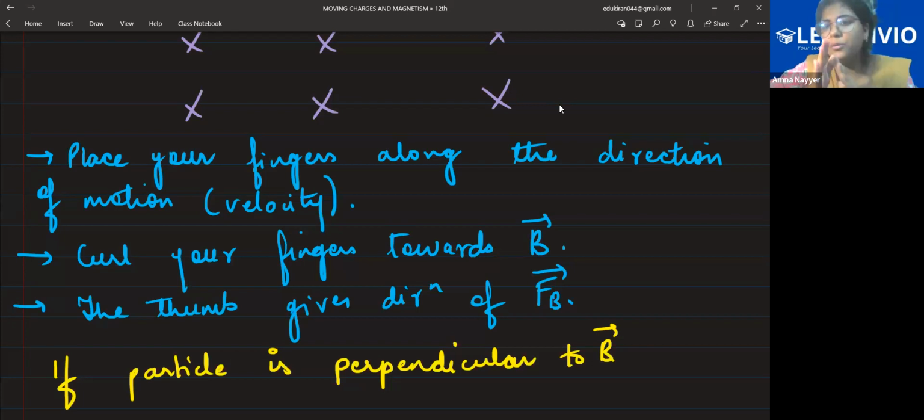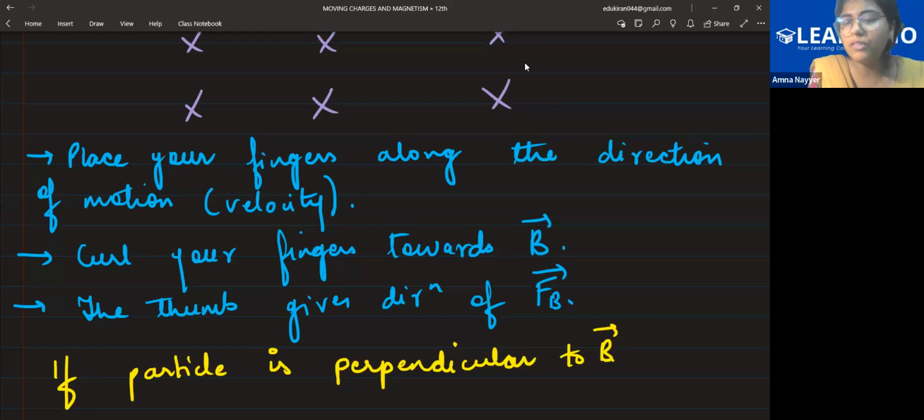So the way we used to put our palm in the direction wherever we had the current flowing. Now what we'll do, we'll take up the finger towards the direction wherever velocity is present. First step says place your finger along the direction of the velocity and then curl it towards the magnetic field. Now we used to curl our fingers towards the point of calculation, right? Wherever we had the point of calculation.